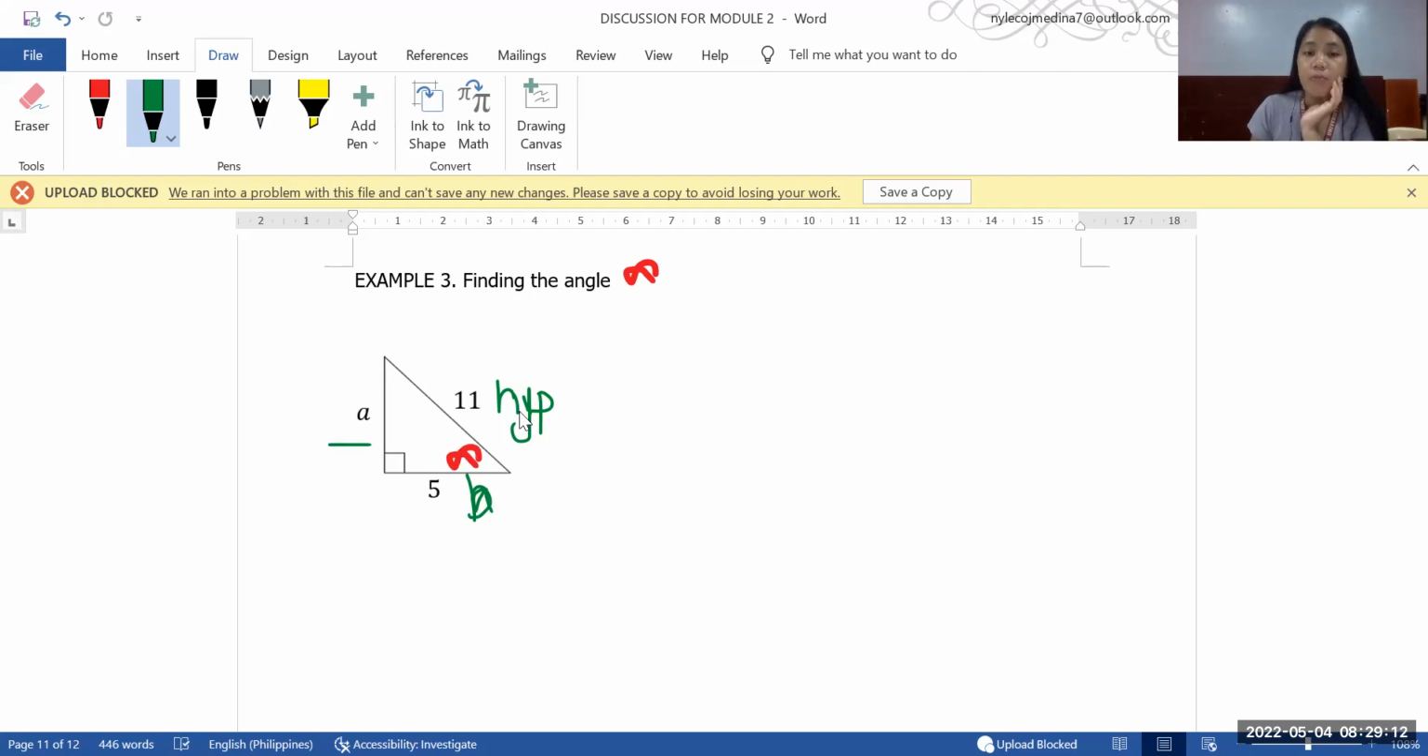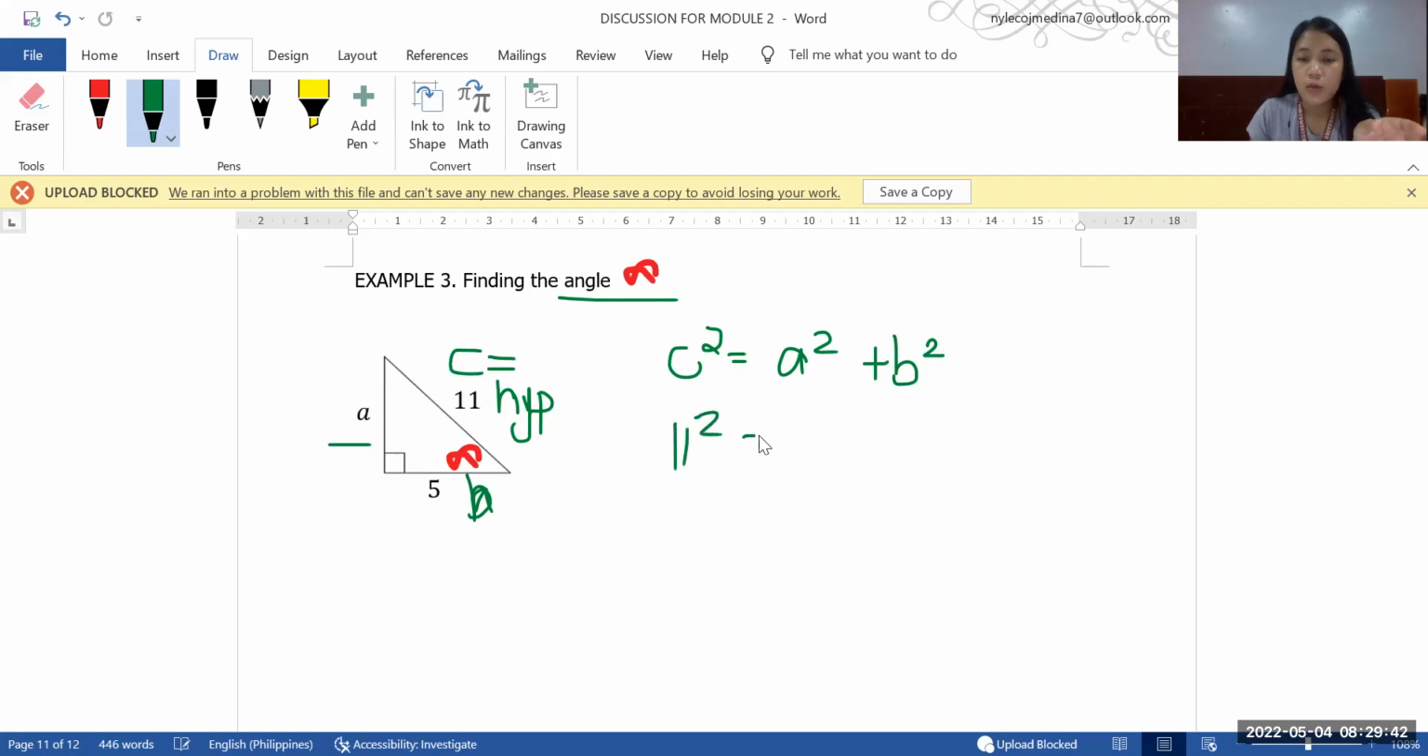Now, before we can find the angle alpha, if we don't have the value of A yet, we need to find A first. To find A, we use the Pythagorean theorem. Remember that C squared is equal to A squared plus B squared, where C is the hypotenuse. So 11 squared is equal to A squared plus 5 squared. So 121 is equal to A squared plus 25.